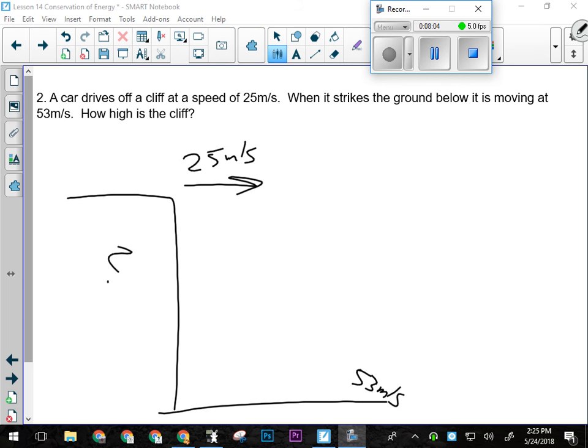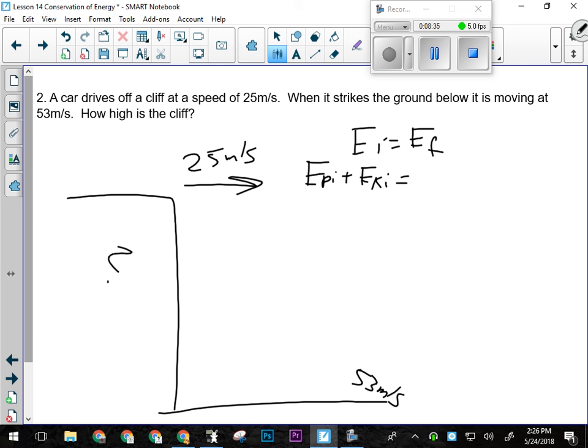If you drive off of a cliff, do you have potential energy? Can you fall? Yes, that's an important thing to know. If you go off a cliff, you're going to fall, so you have potential energy. And we're moving at 25 meters per second, so we also have kinetic energy. We're going to say EI equals EF again. At least at the beginning, there is both potential as well as kinetic energy.